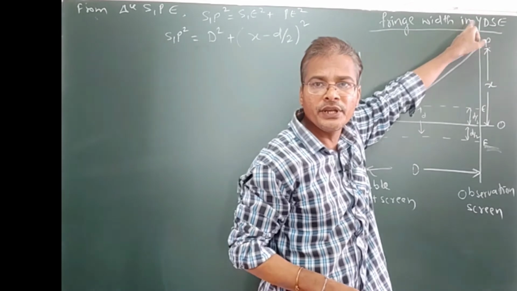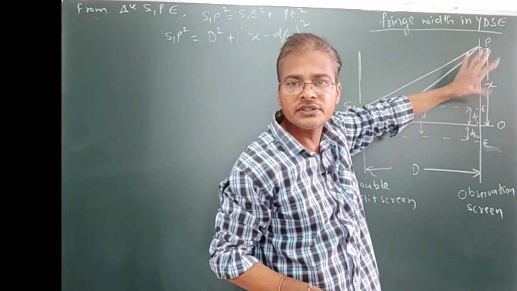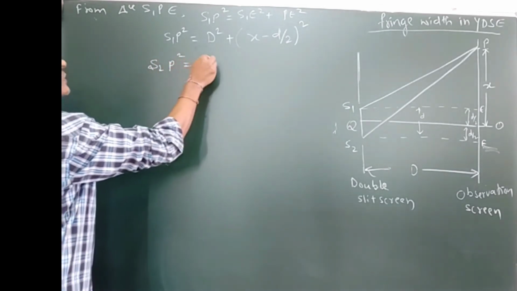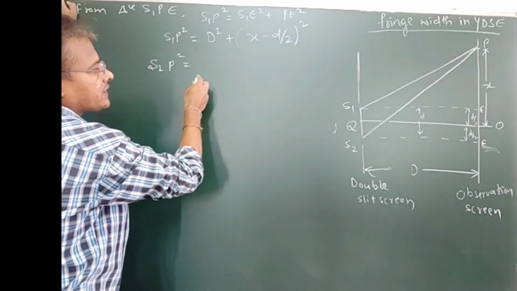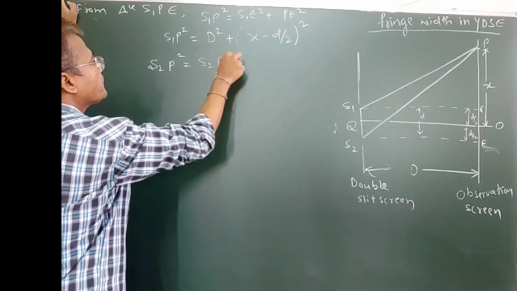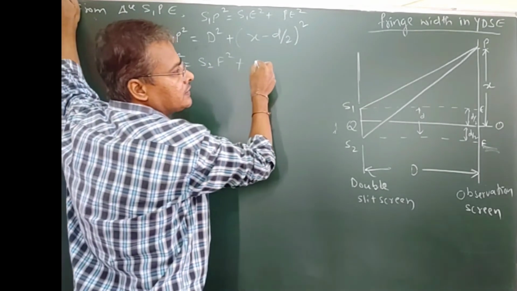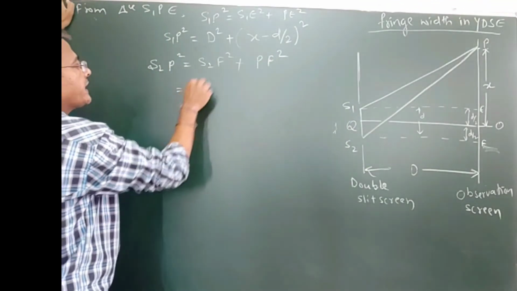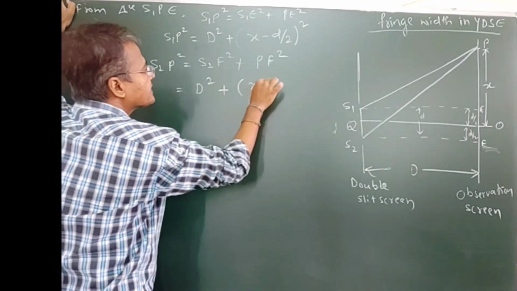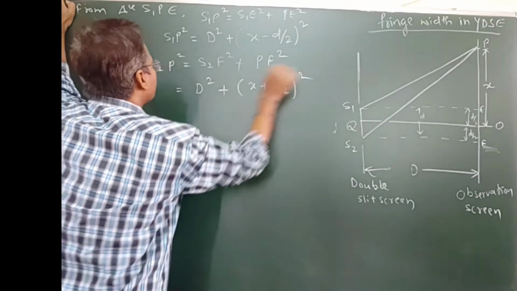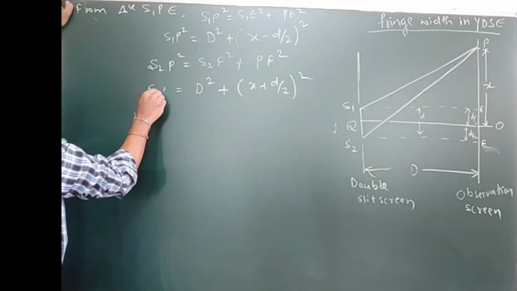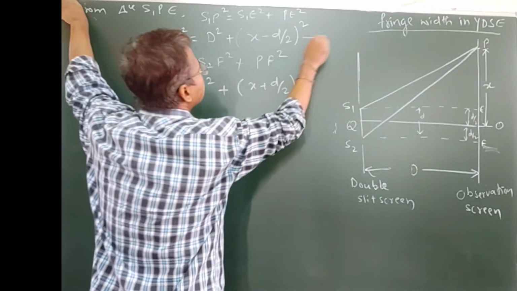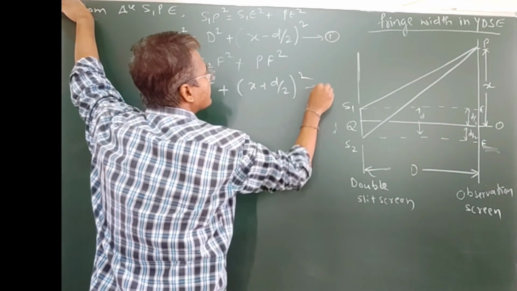Up to P to O it is x. So this much we are going to take. Next, S2P square equals S2F square plus PF square. So S2P square is again d square plus PF, which is x plus d by 2, the whole square. This is S2P square. So this is equation 1, this is equation 2.